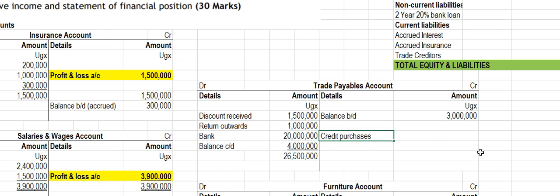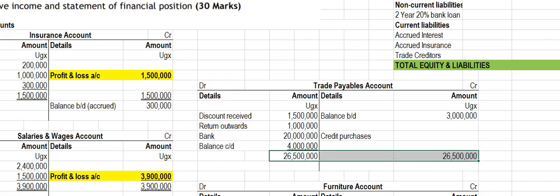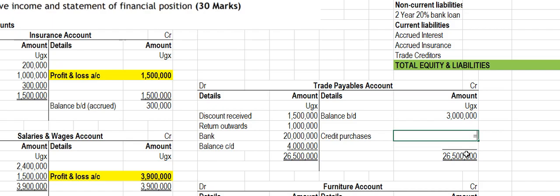Don't forget, in this account that will be the balancing figure. And that will be how much? That will be 23,500,000. That is your credit purchases.